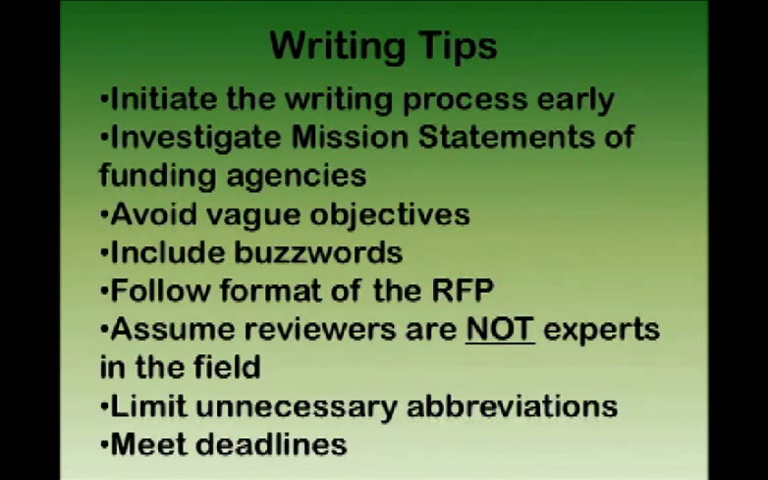You want to avoid using vague objectives. Include those buzzwords. Follow the RFP. And you need to assume reviewers are not experts in their field. The reviewers could be just a group of scientists that may not know everything there is to know about rice breeding or whatever your particular emphasis is, but you want to make the grant pretty simple and not a scientific journal article. You want to avoid unnecessary abbreviating and, again, meeting your deadlines.